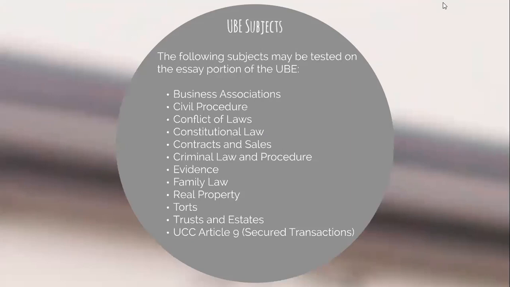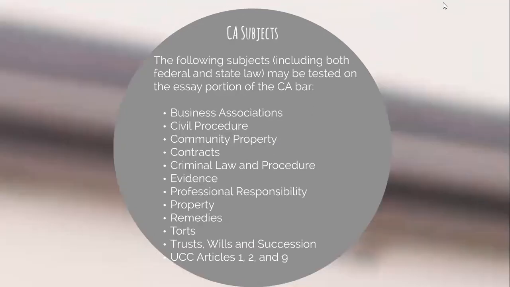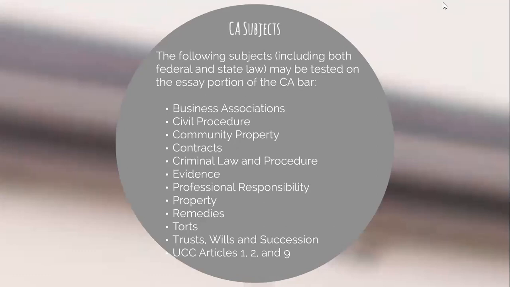And these are a list of subjects that could come up in the essay portion of the UBE. So you can see there's a wide variety of topics. And similarly in California, most of the subjects overlap. California does have its own state-specific laws that you'll need to become familiar with, such as community property, and I think California rules of evidence, and maybe some others.